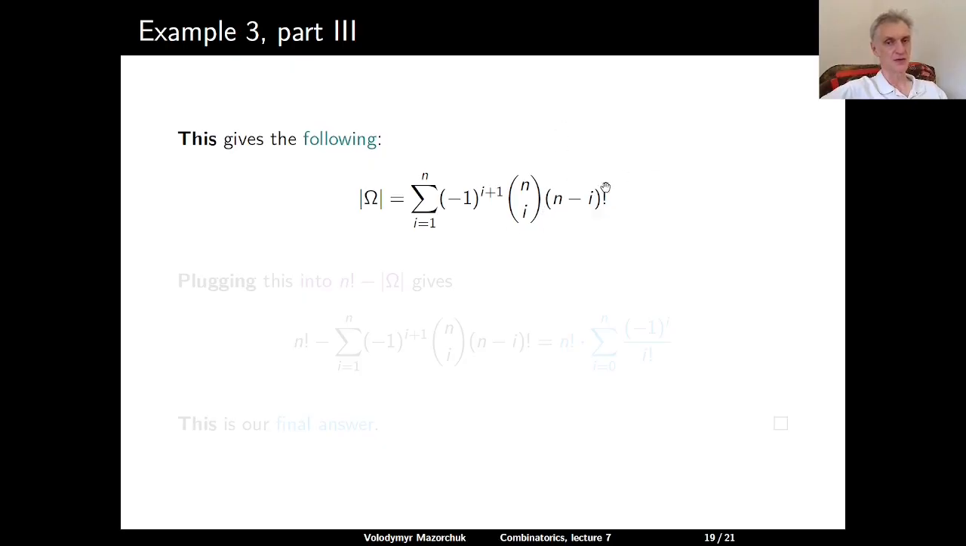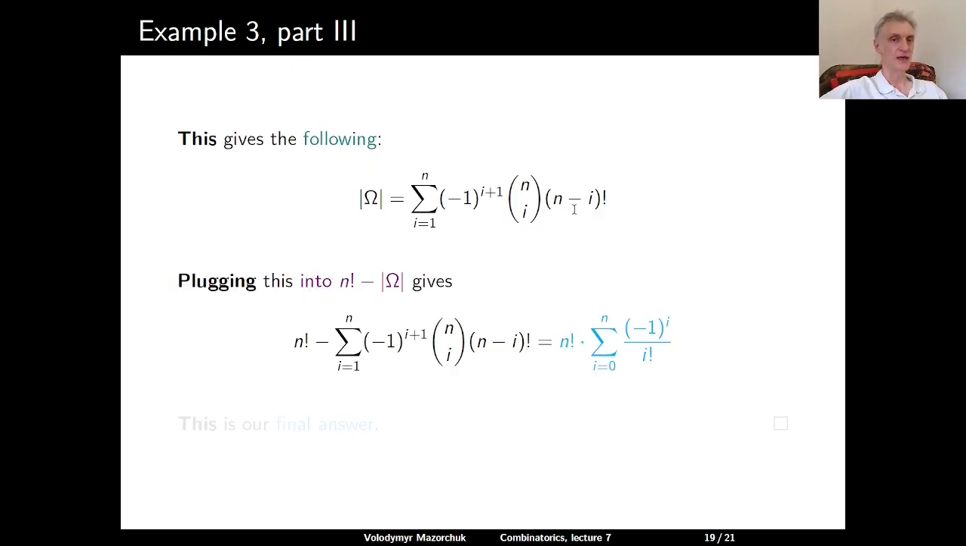So here there is some cancellation. We can plug it back into our formula n factorial minus the cardinality of omega and get the final answer given by n factorial times the sum over all i from 0 to n of minus 1 to the power i divided by i factorial. And that's the final answer to this example.